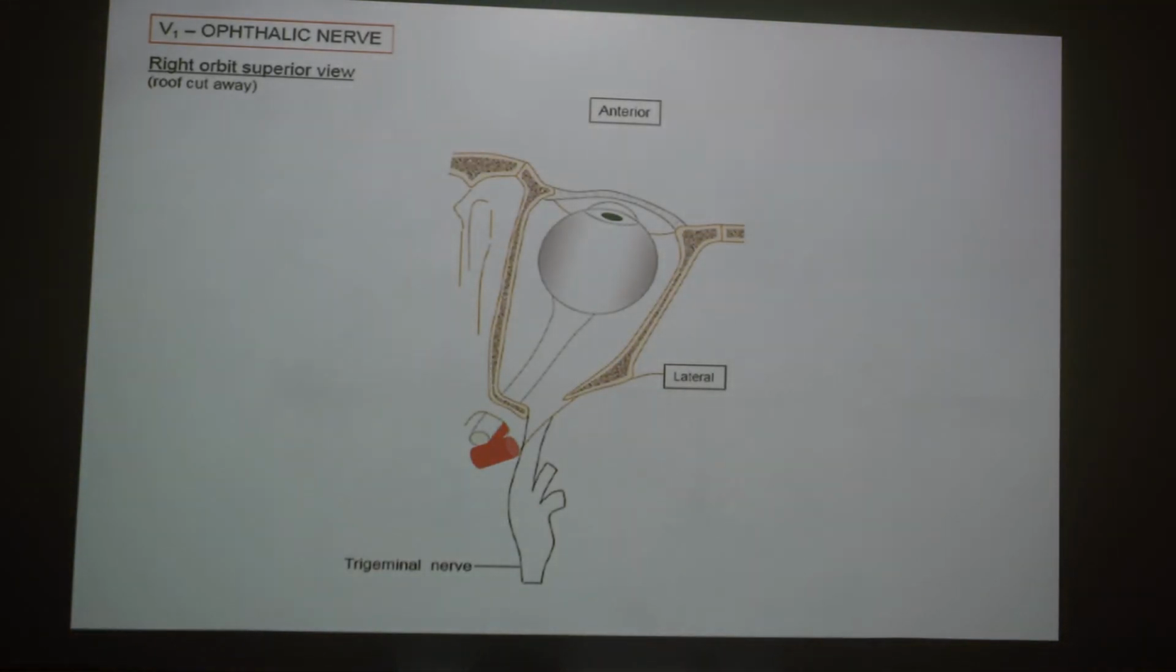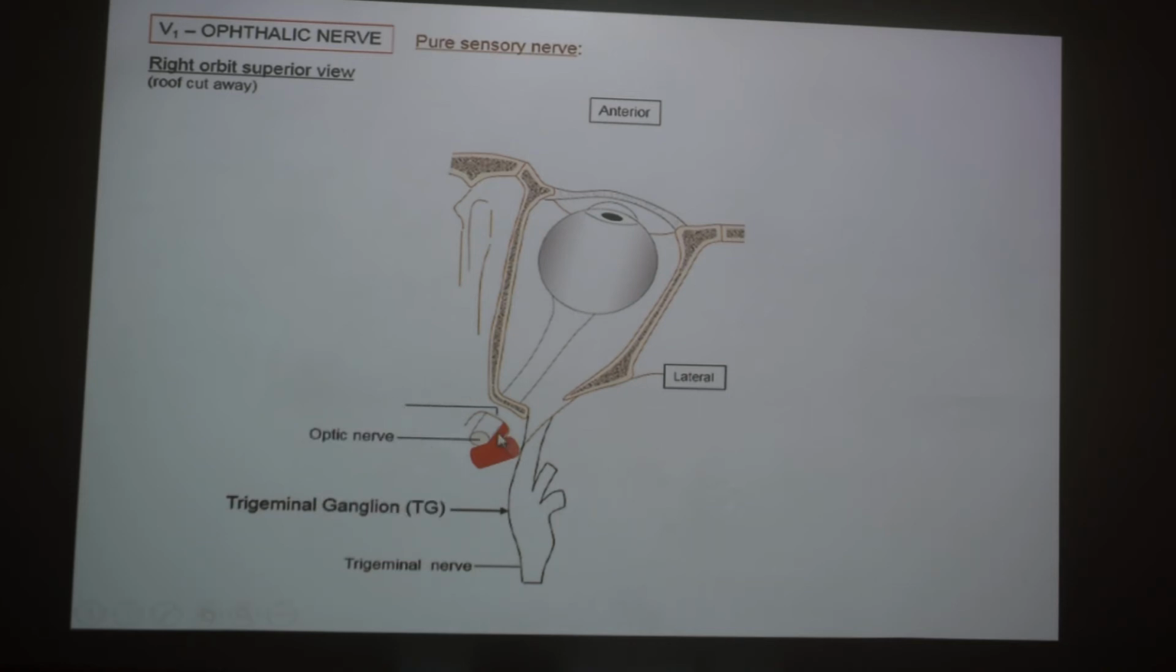So now this is the trigeminal ganglion here. Can you make out this? This is the trigeminal ganglion. It is giving the ophthalmic nerve, giving the maxillary nerve, and it is also giving the mandibular division of trigeminal. So this is the trigeminal ganglion.